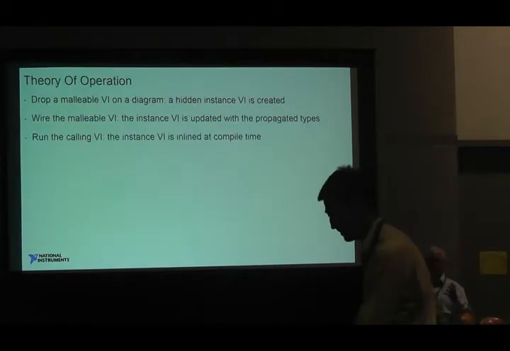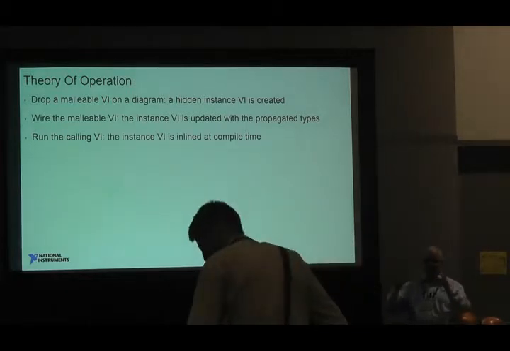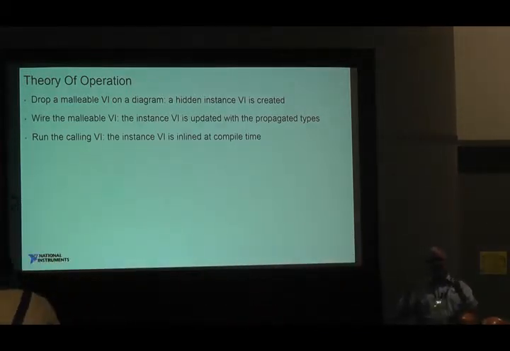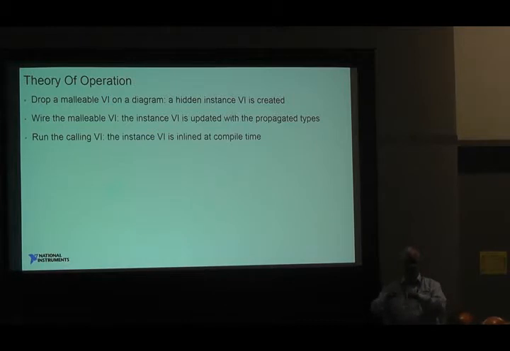So, what do we do with a malleable VI? We use the VI that you create with the VIM extension as a template. And when you drop it on the diagram, we create an instance VI that's hidden from that template. Then when you wire up to it, we modify the instance VI to have the types of the inputs that you wired up. Let the type propagation proceed to say what the types of the outputs are, and then propagate those on the following VI's diagram.